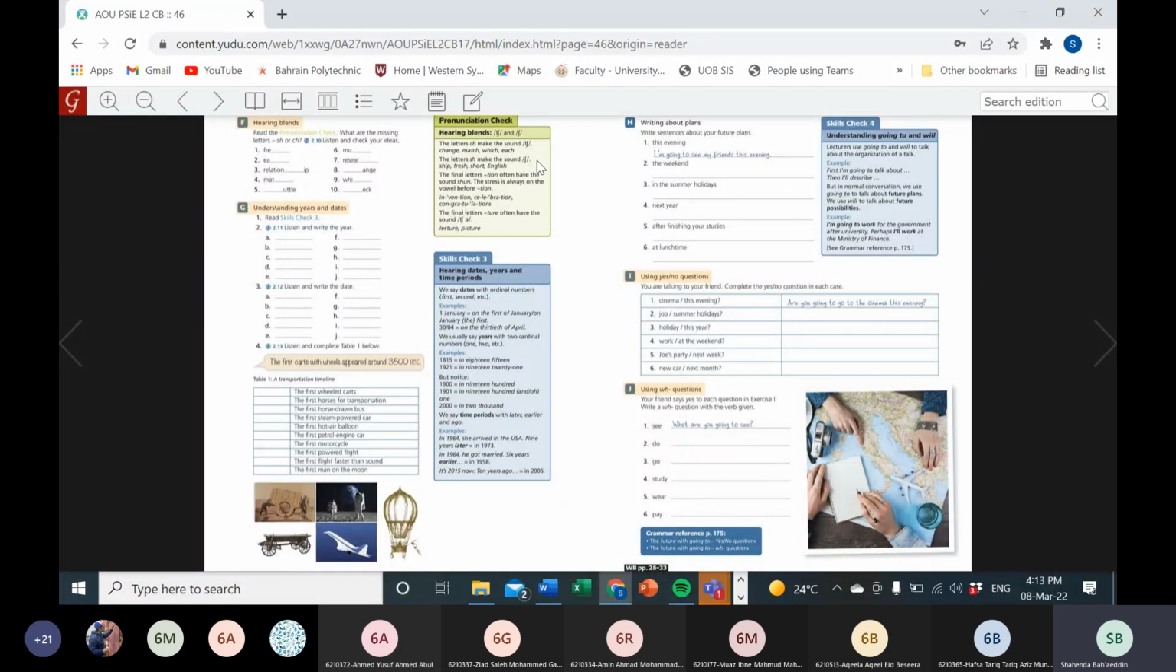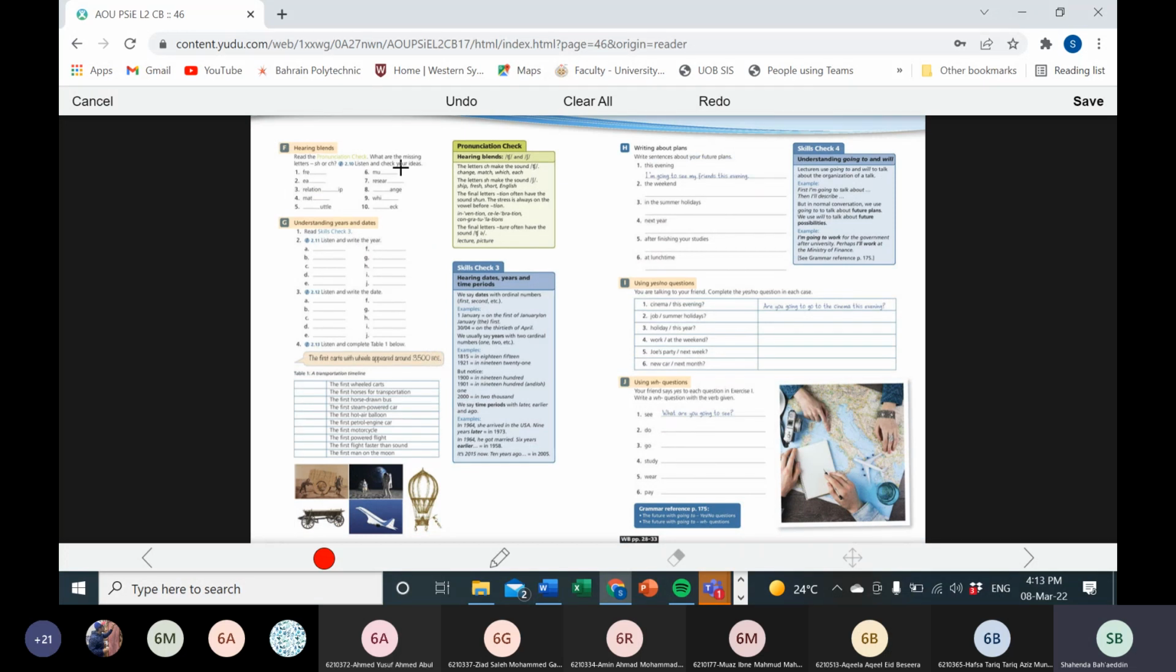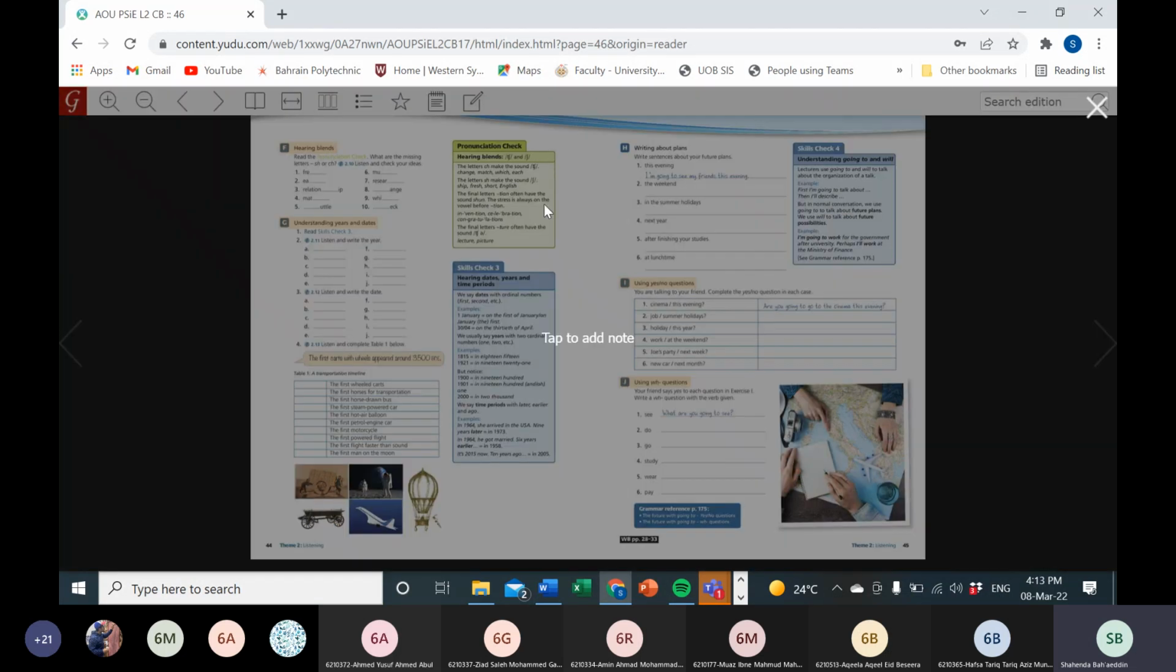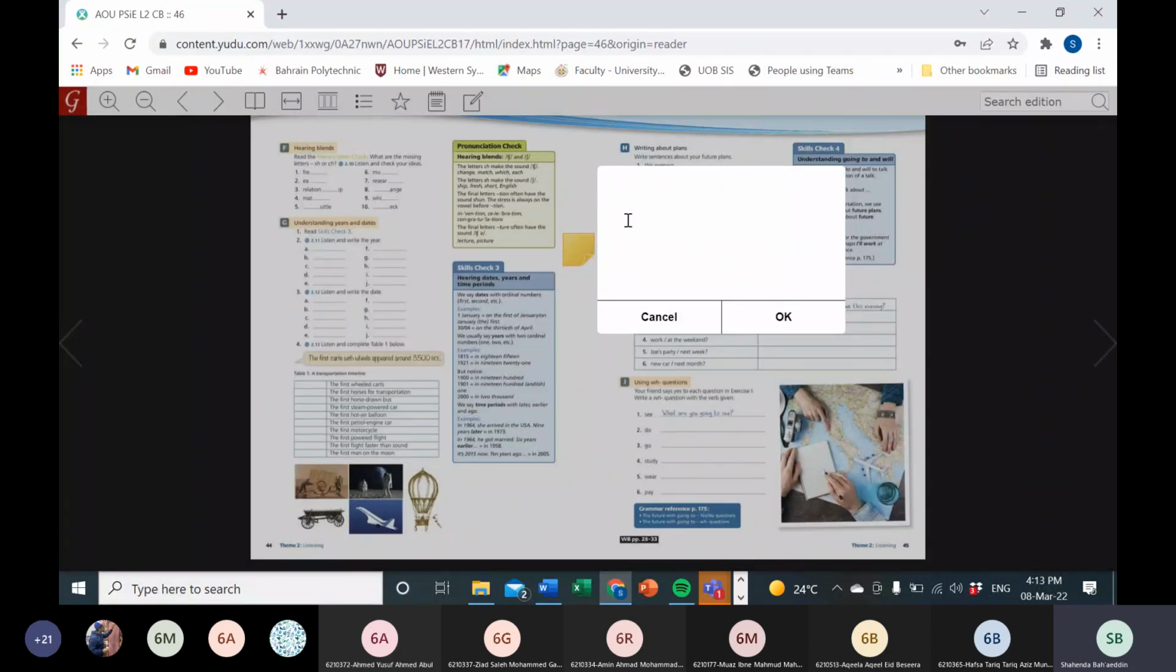We use going to, and how we use going to? Let me just write it here, like a note. Going to: it is verb to be plus going to plus verb in the infinitive or the base form. For example, I am going to travel to Cairo in the summer.